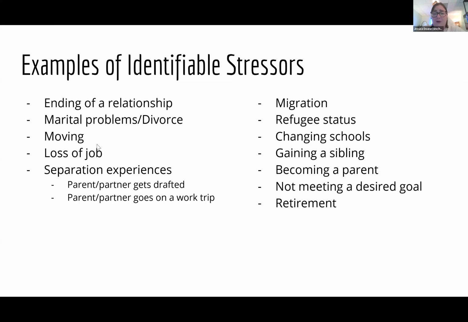Loss of a job is another example. Again, your livelihood is being threatened in this way. If you have loss of a job, you're not sure where your income's going to come in from. That in itself is a stressor. Finding another job, trying to provide for your family, feeling like a failure, et cetera. Separation experiences. These are just some random examples, but maybe a parent or a partner gets drafted. Someone that is close to you or important to you is in the National Guard and gets drafted. That's absolutely a stressor. Another example might be your partner going on a work trip.